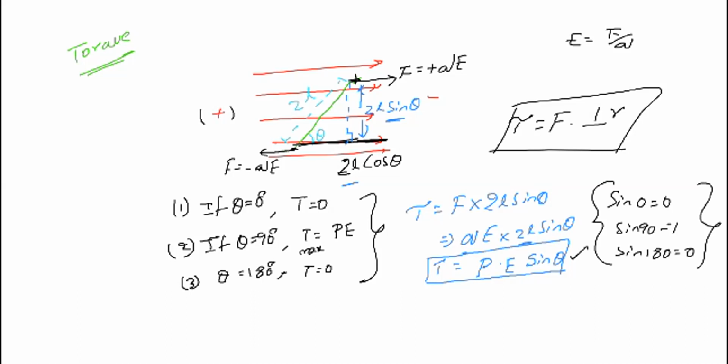T max is equal to PE. In the questions, they will not ask theta is equal to 90 degrees. They will ask you what is the maximum torque. So the torque is T max is equal to PE. Remember, this is your torque. Note it down.